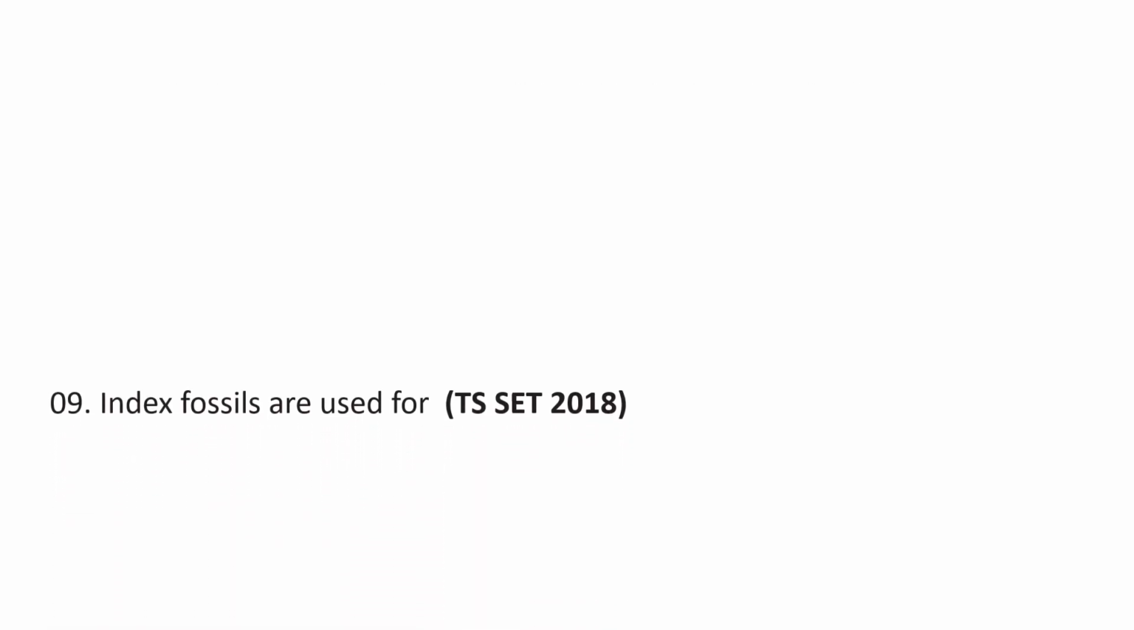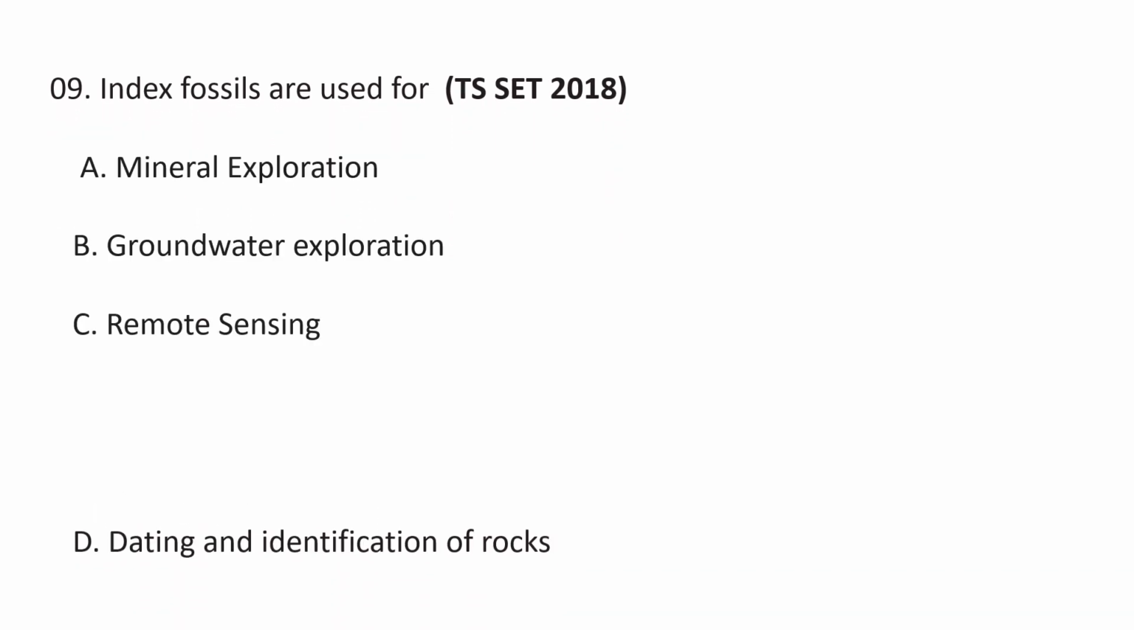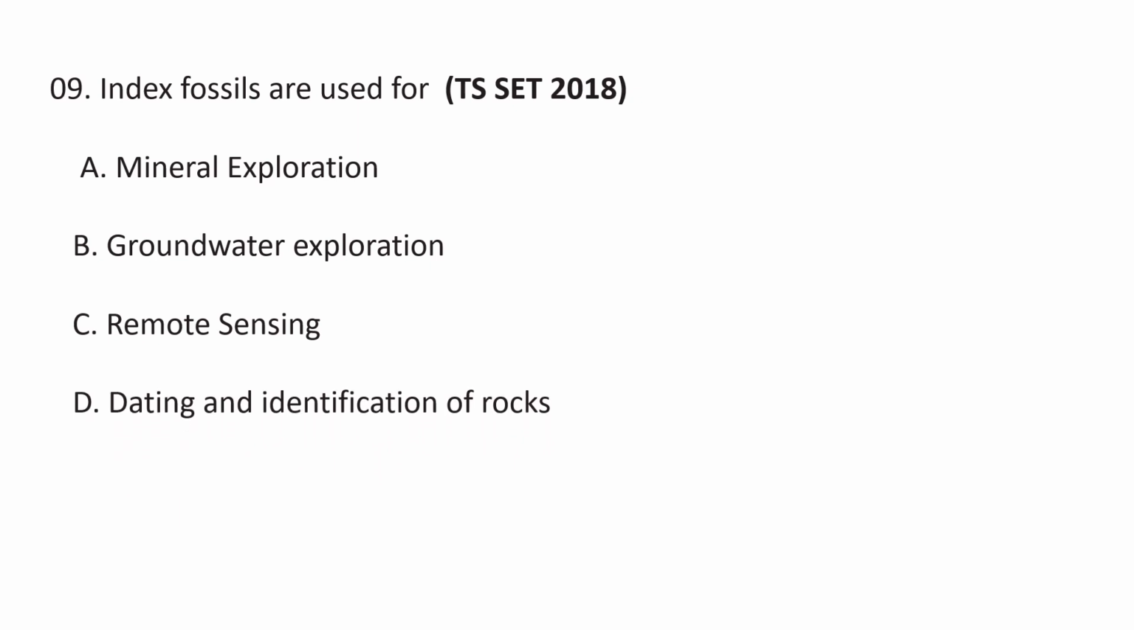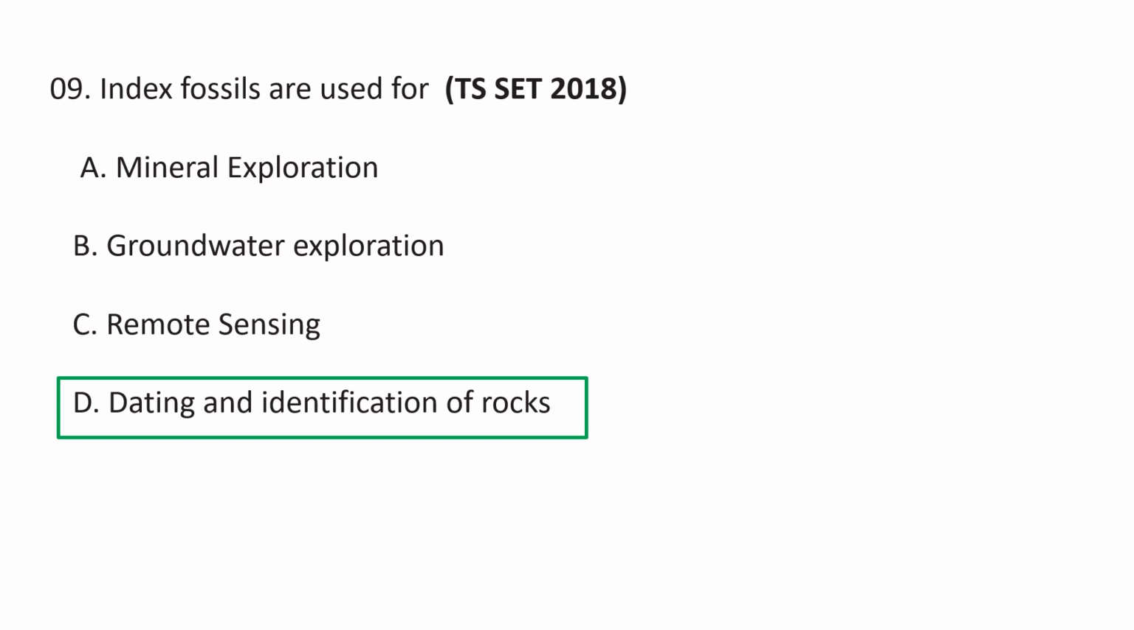Next question. Index fossils are used for A. Mineral exploration, B. Groundwater exploration, C. Remote sensing, D. Dating and identification of rocks. So index fossils are used for the dating and identification of the rocks. They have short geological range and wide geographical distribution. That's why they can be used for dating and identification of the rocks.